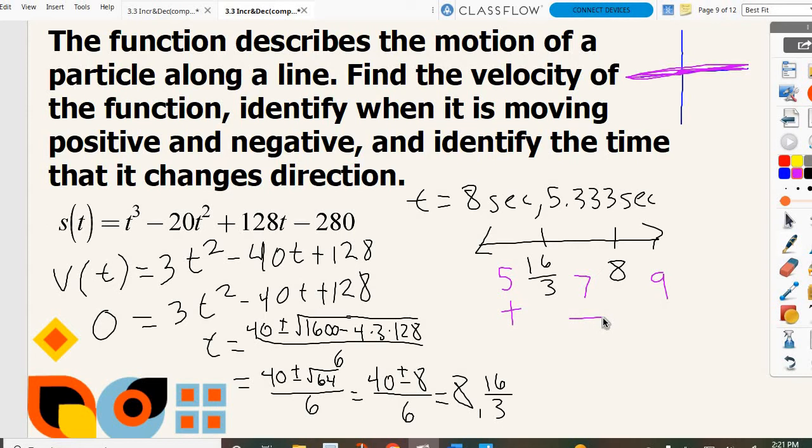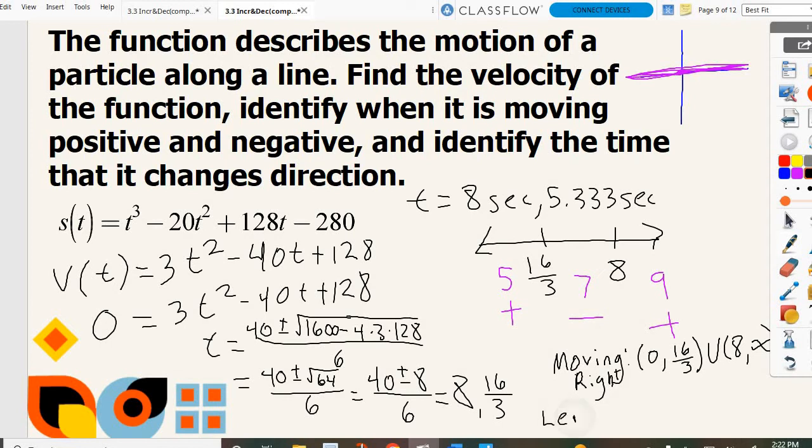Let's do the math. Positive, it'll be positive. That's pretty funny. Okay? Which means that our particle is moving in a positive direction, or to the right, from... negative? No. Oh, right, because you can't have negative time. Correct. 0 to 16 over 3, and 8 to, we can go forever big. So we are moving right at those two spots.